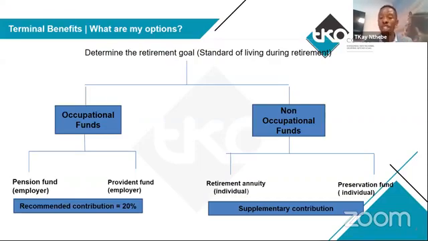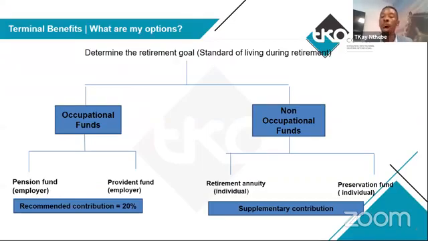So if you are fortunate enough to get a job, there are two options available. There's what we call occupational funds, where there's an employer-employee relationship. That can be either a pension fund or a provident fund. So in the event where you receive your terminal benefits, what you can then do is transfer that money into the employer's occupational fund, a pension fund or a provident fund.